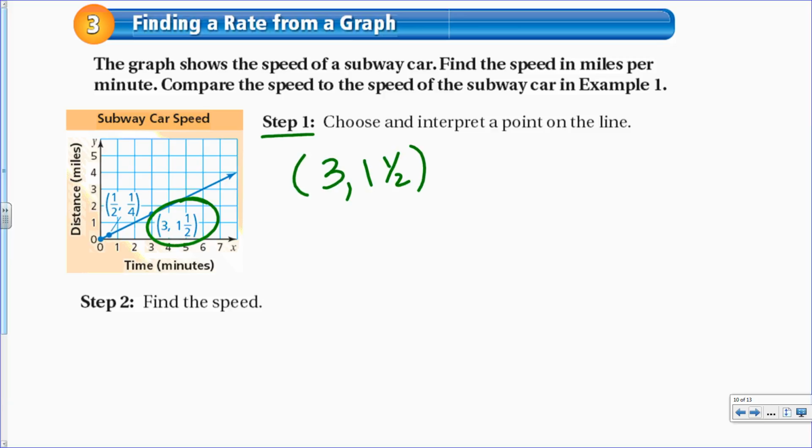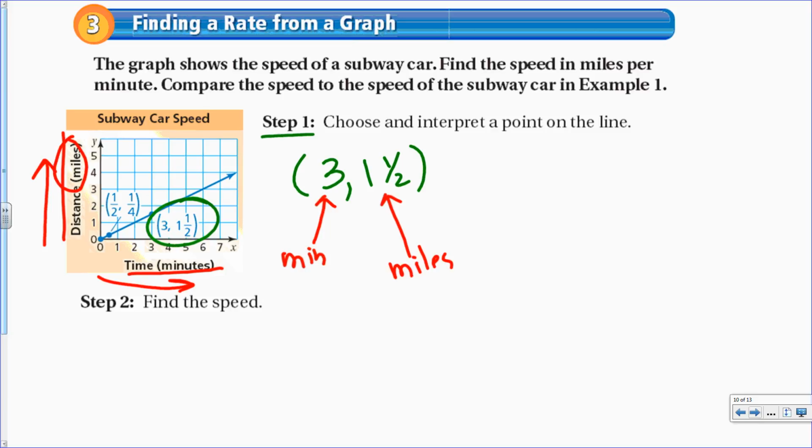We need to figure out what each thing stands for. I have units on my graph. Remember, when we graph, our first number tells us how far left or right we go, and our second number tells us up and down. So our first number, the 3, is dealing with this bottom thing, which is minutes. So in 3 minutes, I look at my distance on the side, which is in miles. I'm going 1.5 miles in 3 minutes.